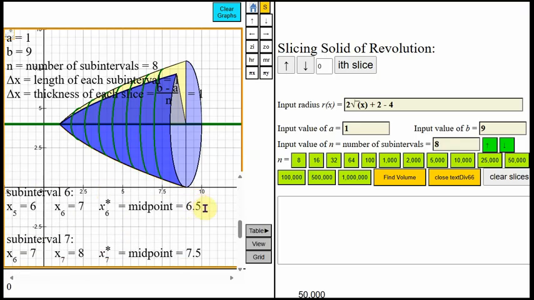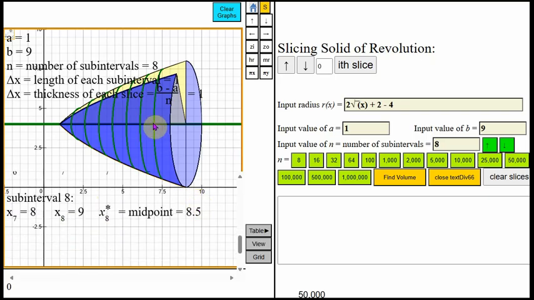And then all the way up to the last interval, which is between x equal to 8 and x equal to 9. That's going to be x sub 7 and x sub 8. And therefore the midpoint of the last subinterval, which is x sub 8 star, will be 8.5.